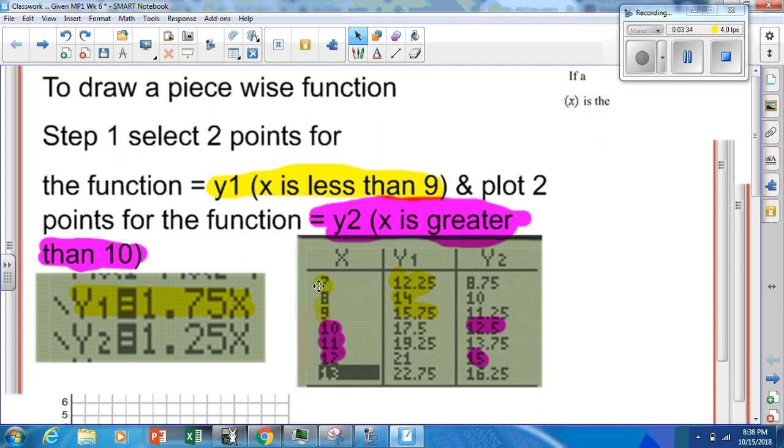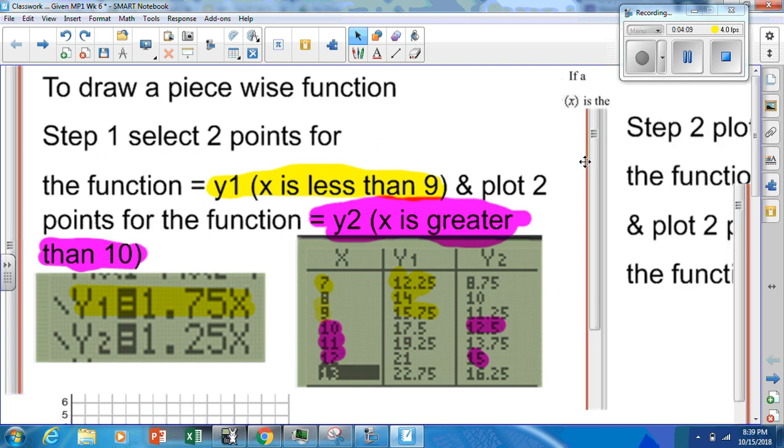For 7 pencils, I'm charged $12.25. All right. For 9 pencils, I'm charged $15.75. However, as soon as I buy that 10th pencil, my price would have been $17.50, but I'm only paying $12.50. That's a big deal. Okay? That's a real big deal. All right, let's continue with step 2.